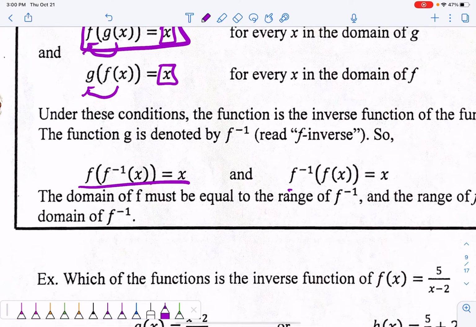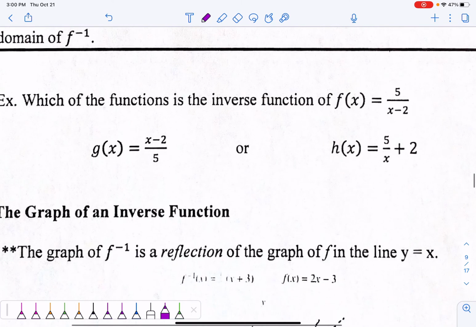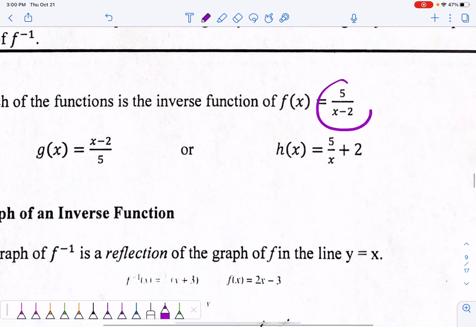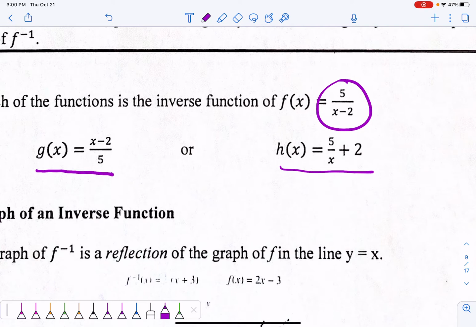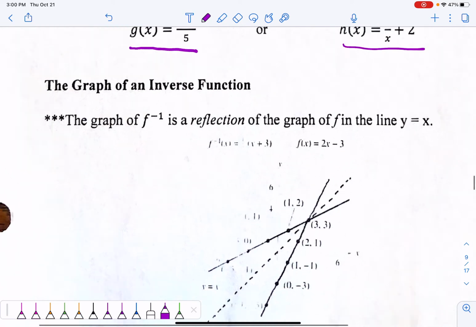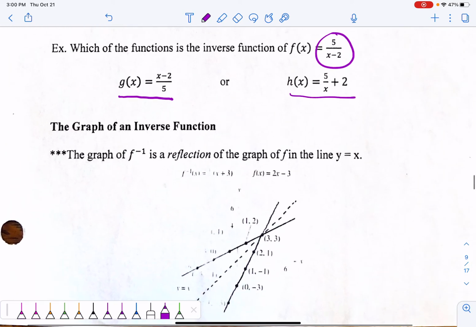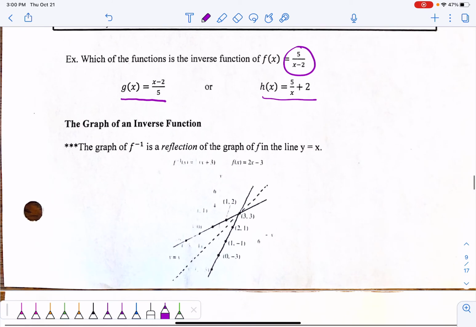So like this and like this, all right? Which of the functions are inverses of each other? Or are the inverse of this guy? They're giving us two options. They're saying, is this the inverse of that, or is this the inverse of that? Okay, so we're going to check to see. And how much room do I have? I'm going to go down over here to do g of x, okay?